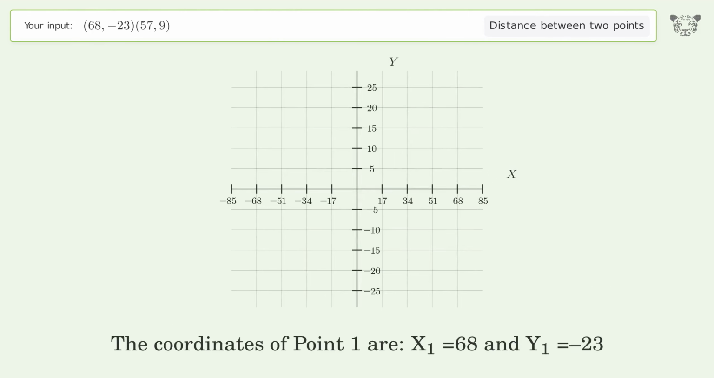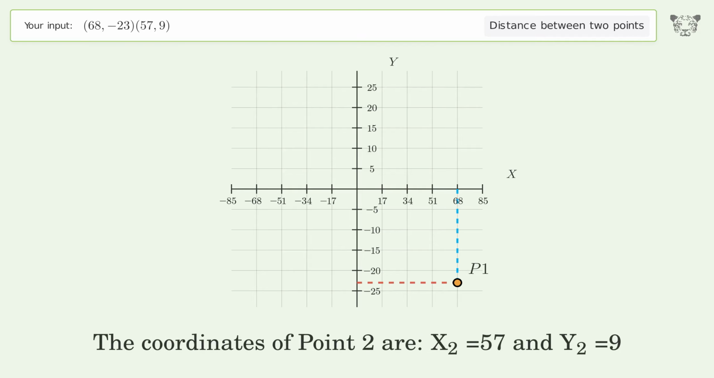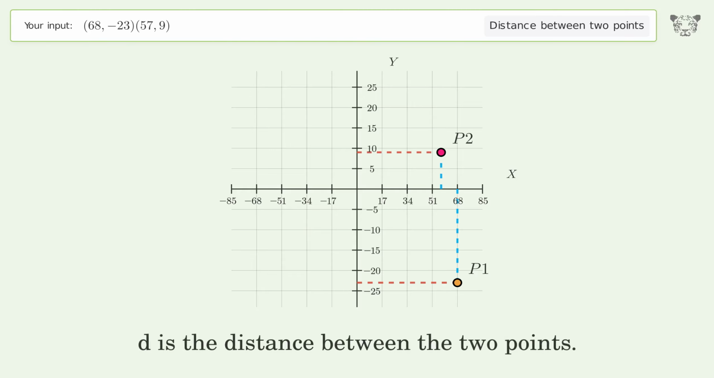The coordinates of point 1 are x1 equals 68 and y1 equals negative 23. The coordinates of point 2 are x2 equals 57 and y2 equals 9. D is the distance between the 2 points.